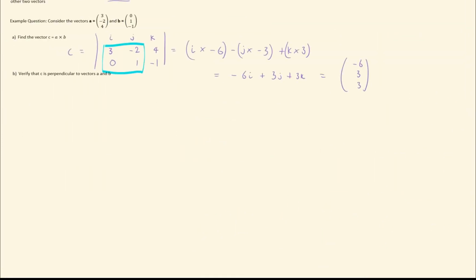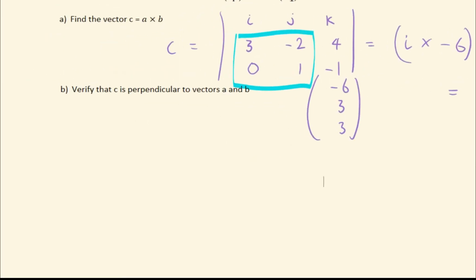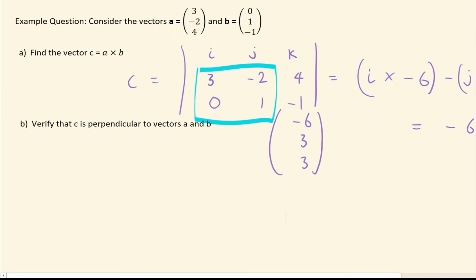Okay, we have found our cross product. Let me just drag that across. We now want to verify that this is indeed perpendicular to vectors A and B. To tell if two vectors are perpendicular or at right angles, we use the dot product. So we're going to do A dot C.